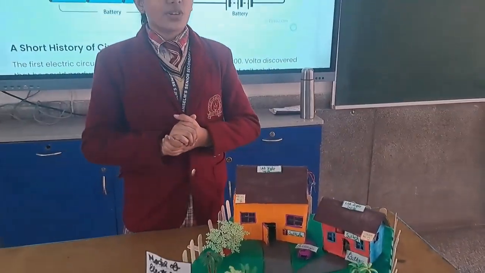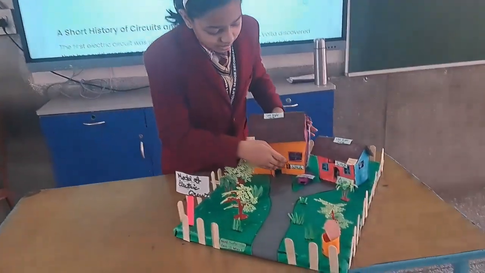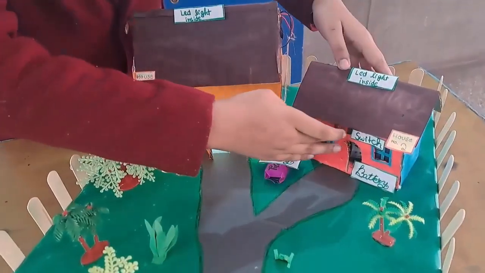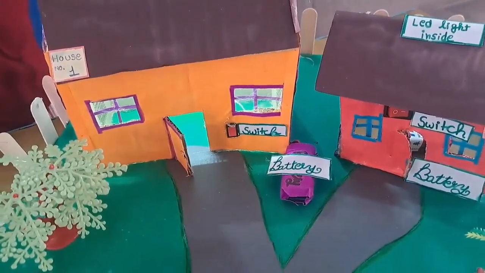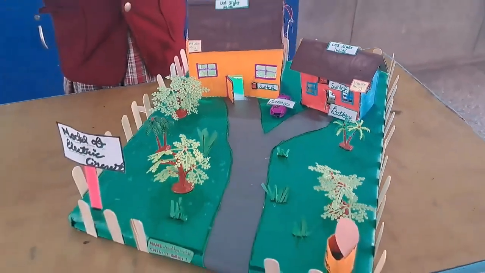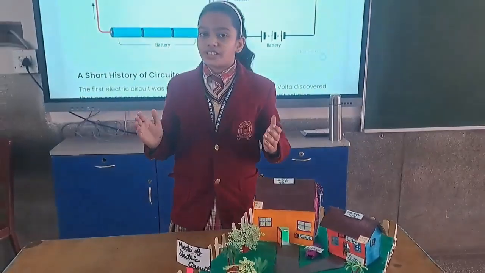Number first is a closed circuit and number second is an open circuit. When I turn on the switch in both of the houses, the light is glowing in both of the houses and it is said to be a closed circuit. And the closed circuit allows the electric current to flow in the circuit.